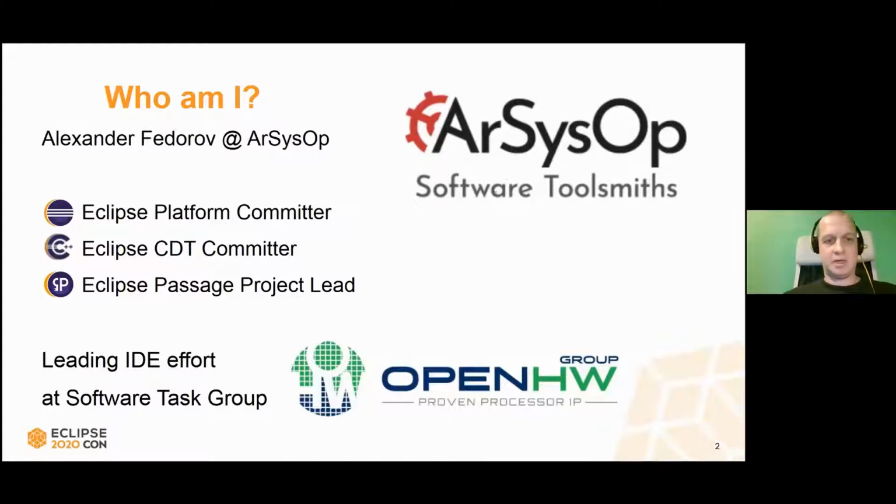The key ones are Eclipse Platform and Eclipse CDT, and I am also leading the Eclipse Passage project, which allows you to define and control functionality constraints, like checking your license on product start and so on. I'm also leading the IDE effort at the Software Task Group and collaborating with Open Hardware on that.